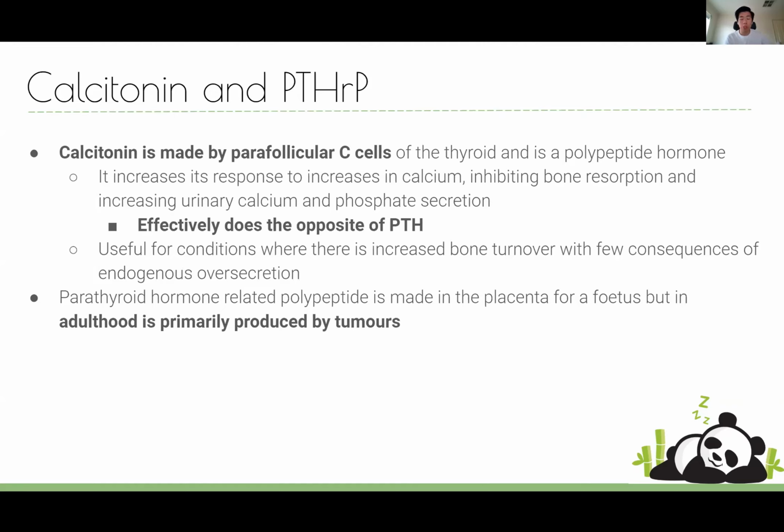It's useful in conditions when there's increased bone turnover, and there are very few times when this is going to be a problem endogenously. Parathyroid hormone-related polypeptide is either made in the placenta or, in adulthood, is produced by tumors, and that's the only time it comes into play. What it does is exactly the same as parathyroid hormone. So think back to what I talked about: parathyroid hormone, the bone, and the kidneys. It will do the exact same thing. It just comes from tumors instead.